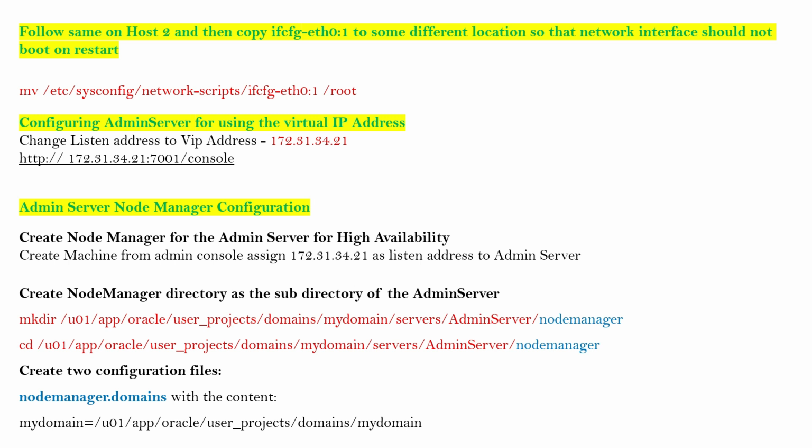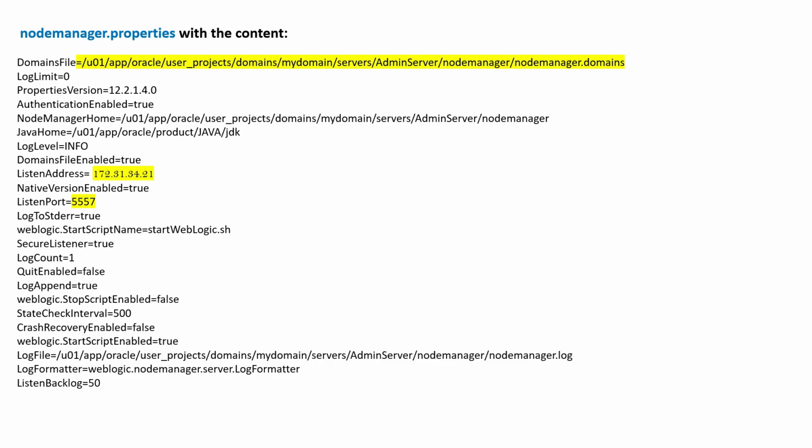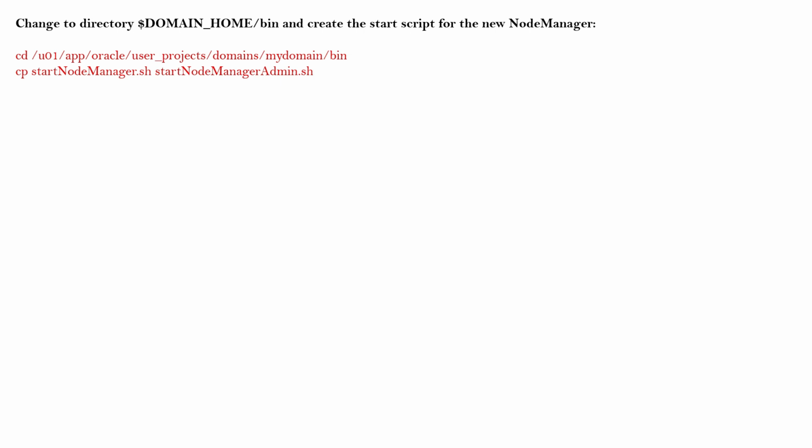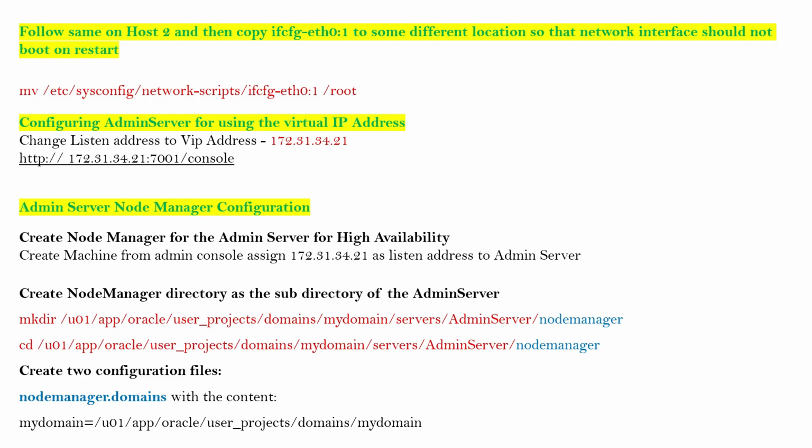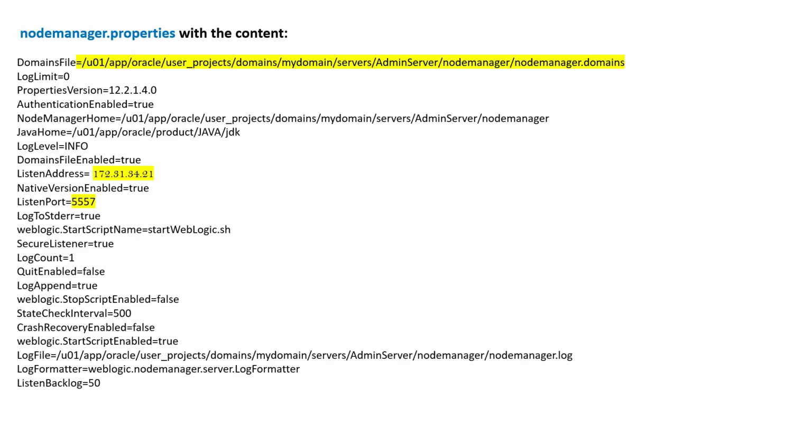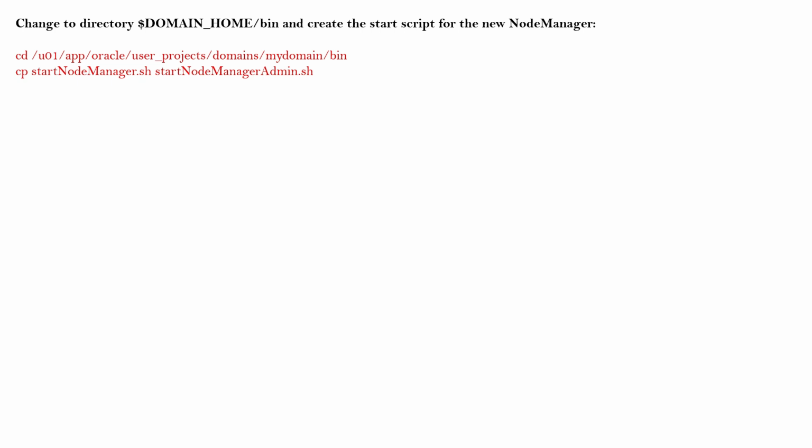Then we have copied the two files and we have modified the files according to the admin server configurations, right? And after that, you can change to the domain directory bin and create the start script for the new node manager. So now we have configured the node manager home. We have configured the files. Now we need a file to start this particular node manager.